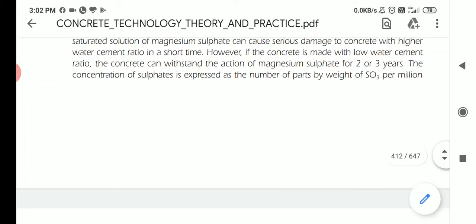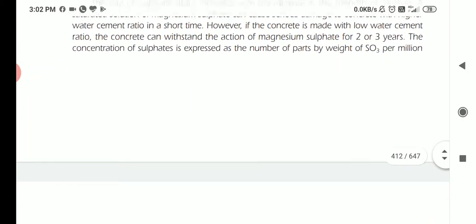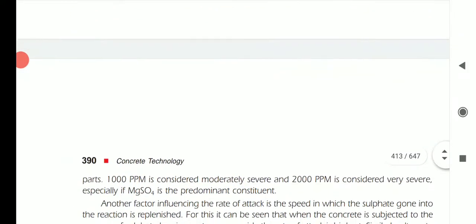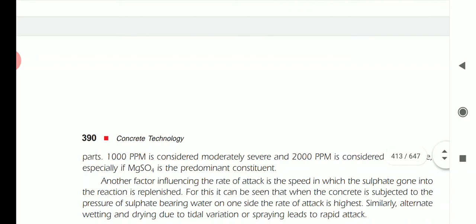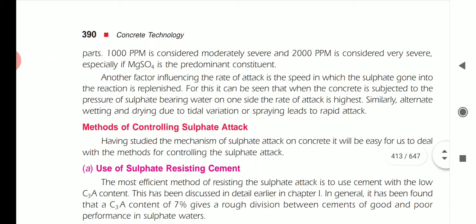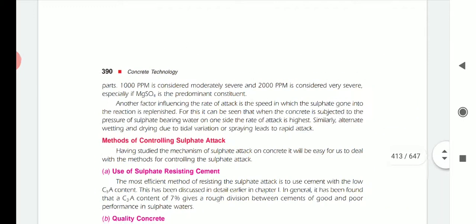The concentration of sulfates is expressed as the number of parts by weight of SO3 per million parts, that is ppm. So this is how sulfate attack is caused by magnesium sulfate, sodium sulfates and aluminosilicate sulfates which are present in the water and the soil.